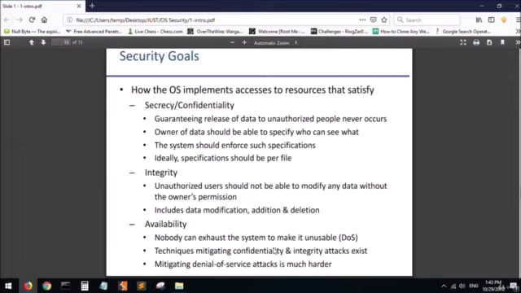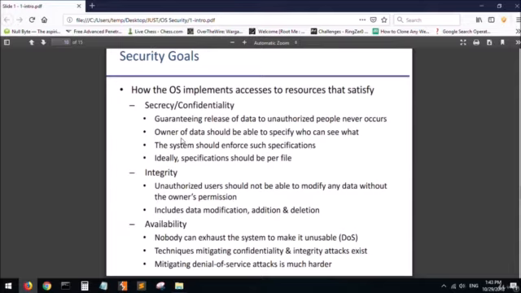Now in each system you have to check three components: CIA. C is confidentiality, I is integrity, A is availability. Now confidentiality guarantees that the release of data to unauthorized people never occurs. So what is confidentiality? Briefly, confidentiality makes sure that the data cannot be read by an unauthorized person.